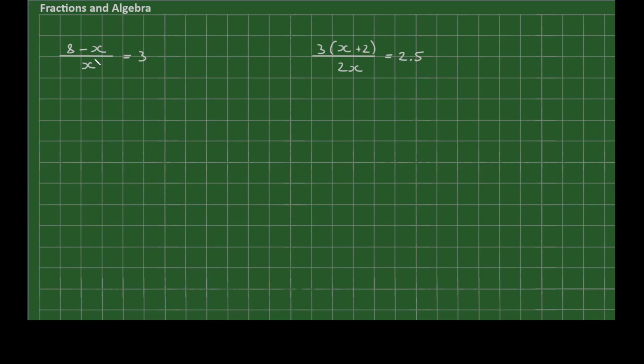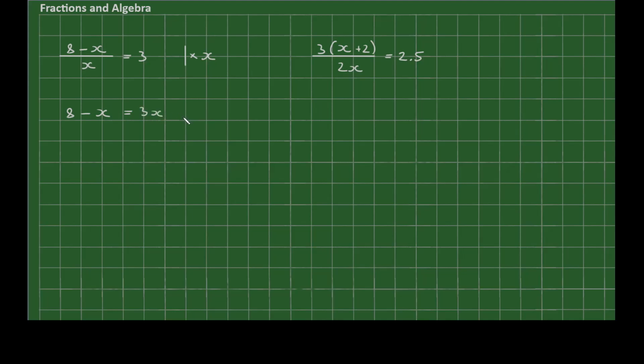However, this x below the line is only involved in a division. So I can deal with that. I'm currently dividing by x, so to transpose it, I'm going to multiply by x. On the left-hand side, that will leave me with 8 minus x. And on the right-hand side, I will have 3x.